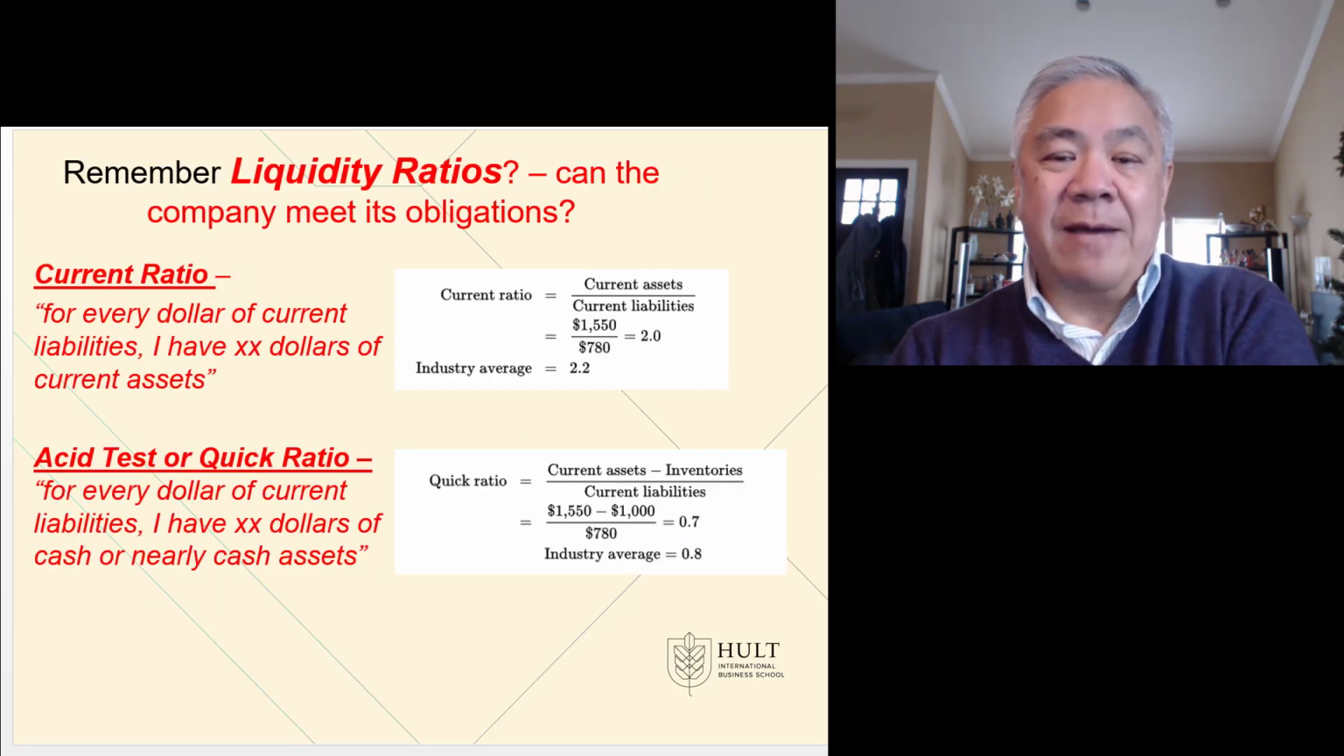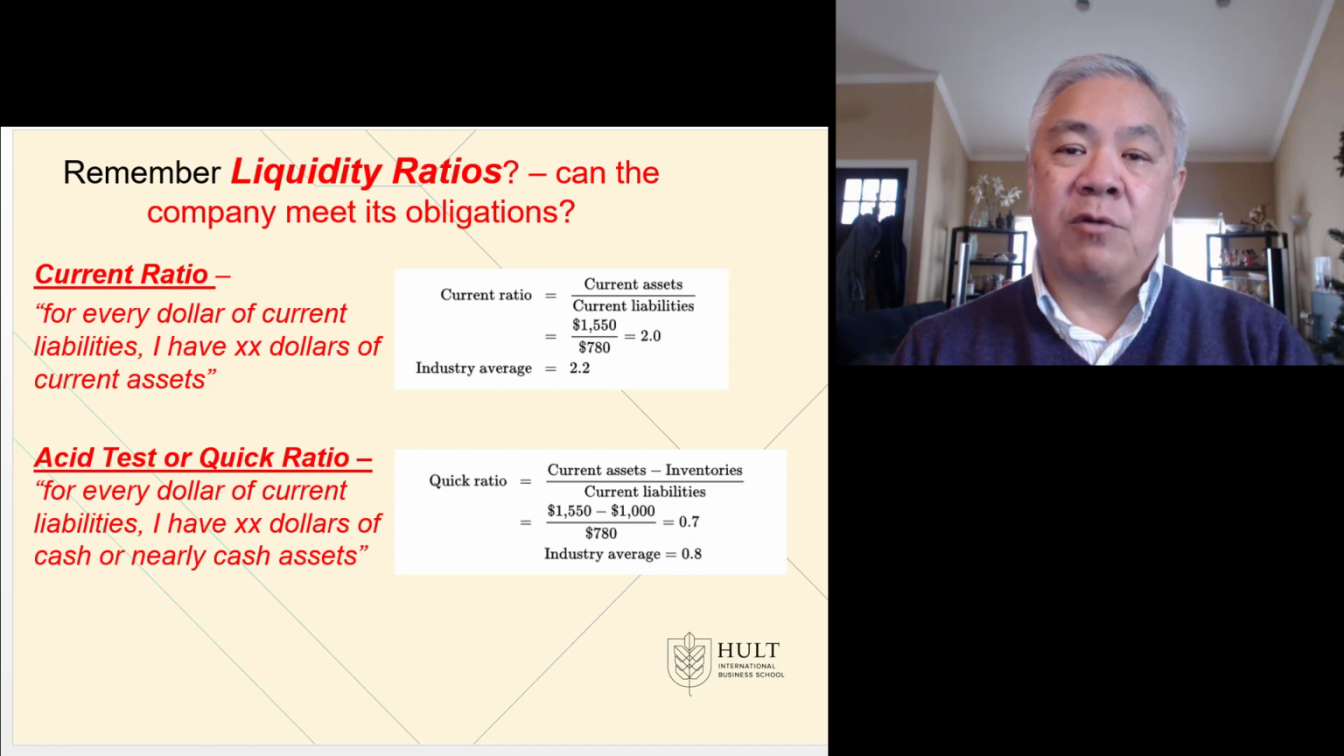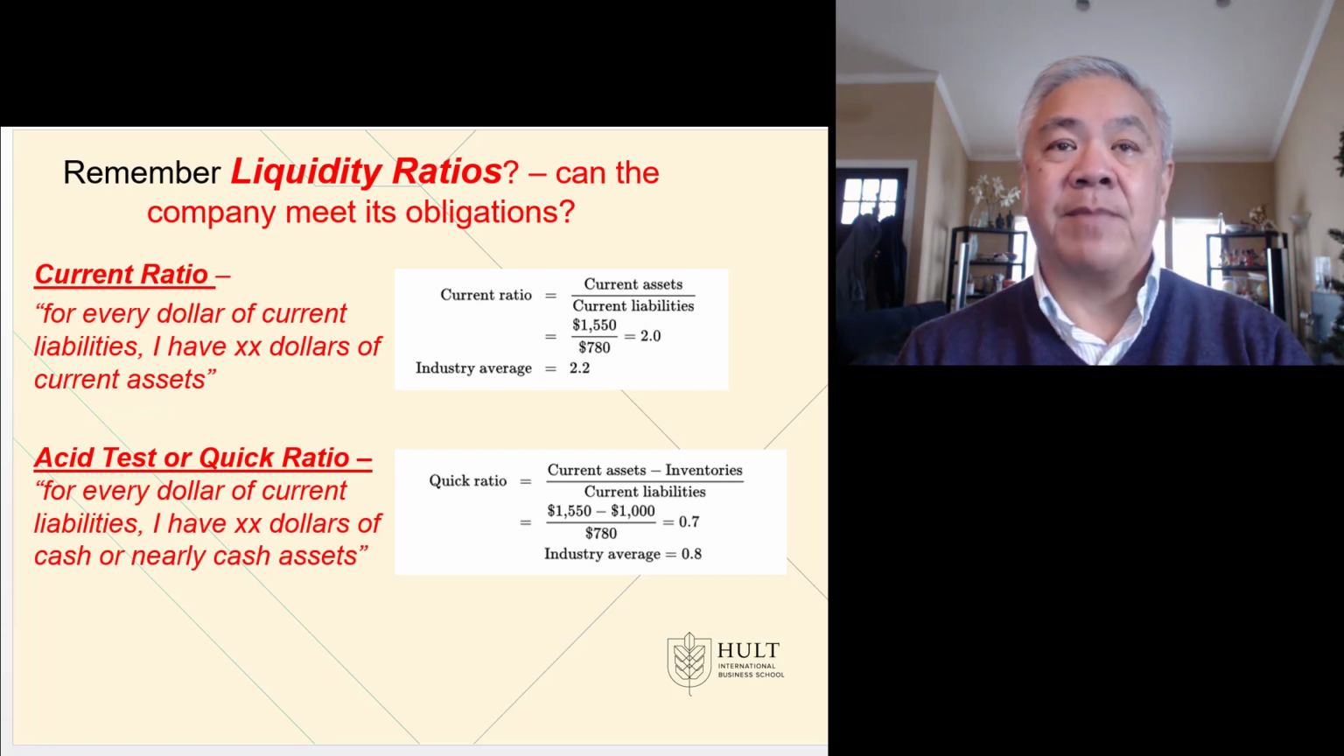We're going to jump into ratios now. The first set we'll look at are called liquidity ratios, and those really answer the basic question of, can the company meet its obligations? Very simply, can the company pay its bills? The first ratio is the current ratio. That's the most common of all ratios, and it answers the question of, for every dollar of current liabilities, I have X dollars of current assets.